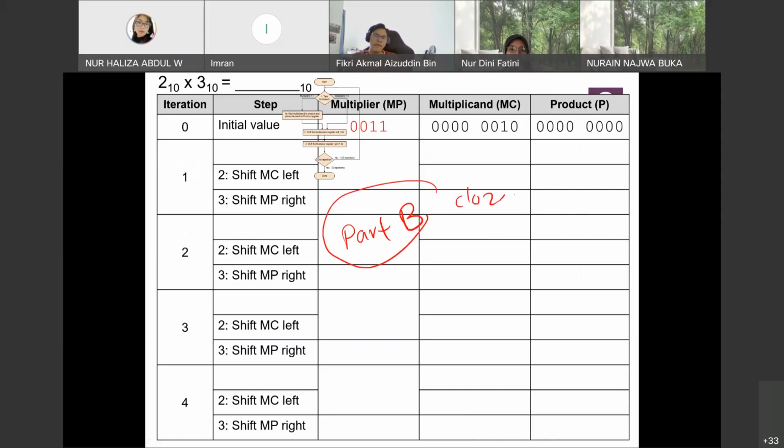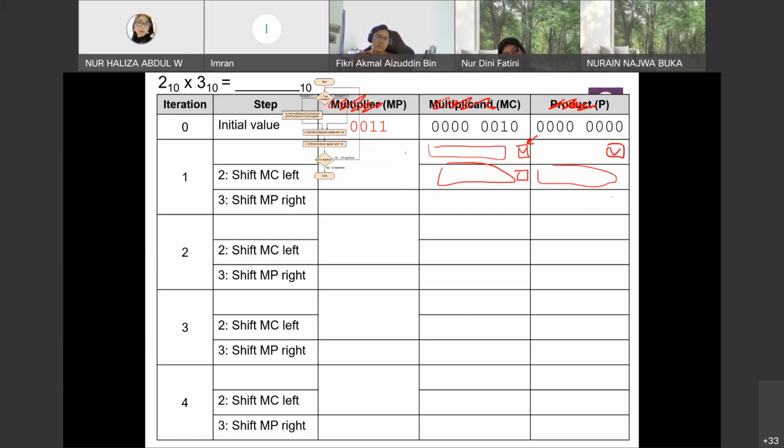For part B, our question will be close-ended. Close-ended means we give you the table. Maybe we just put P, MC, multiplier, and P only. The rest is empty, so you need to fill in. But if you are lucky, we just give you a drop-down. You just pick which one is the answer. But you need to know whether this part needs to be answered or this part. Some of it is just empty, with nothing. So that's why you need to know which part you need to fill in.